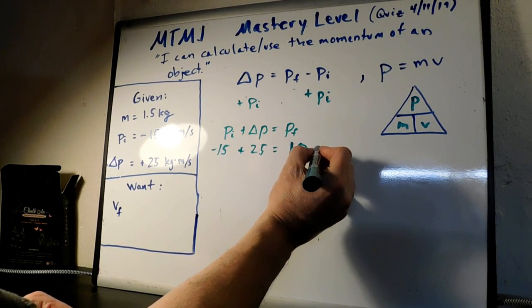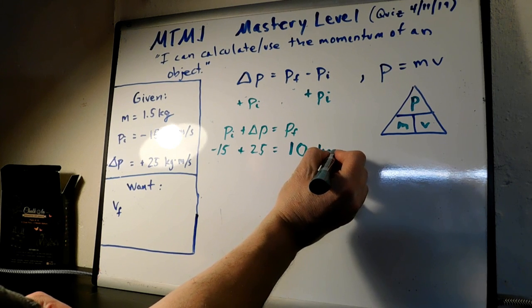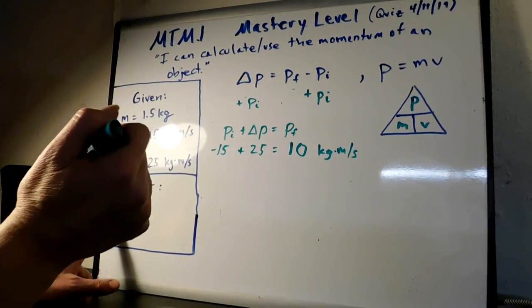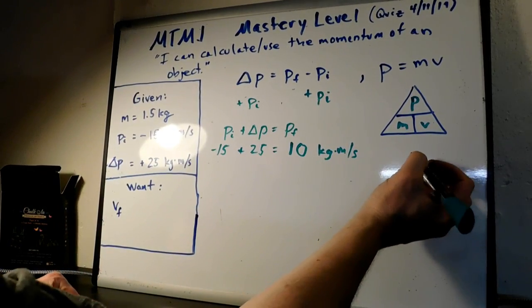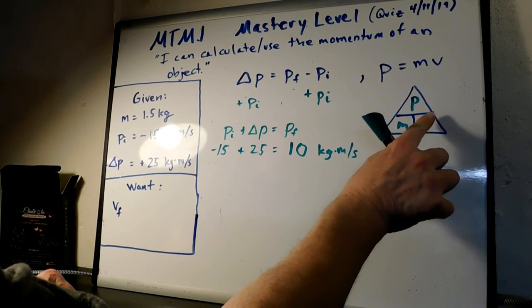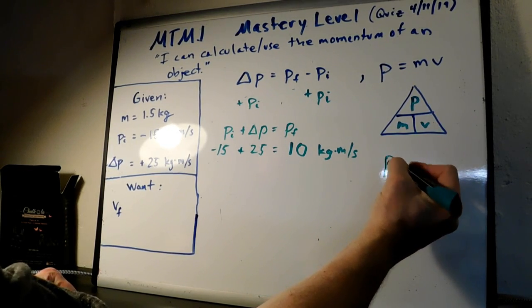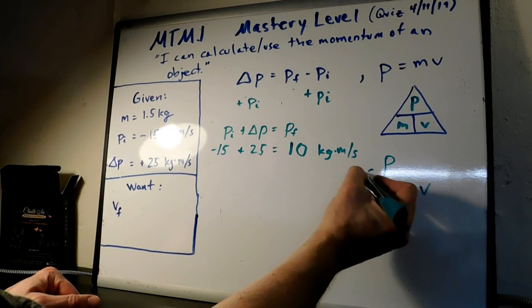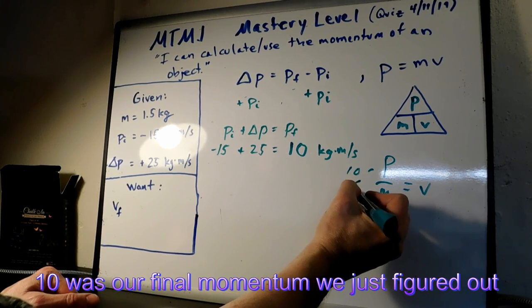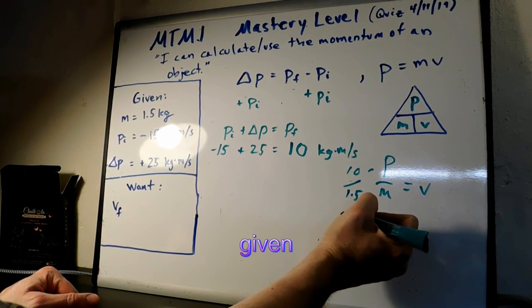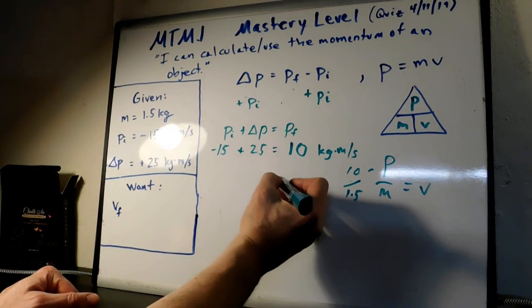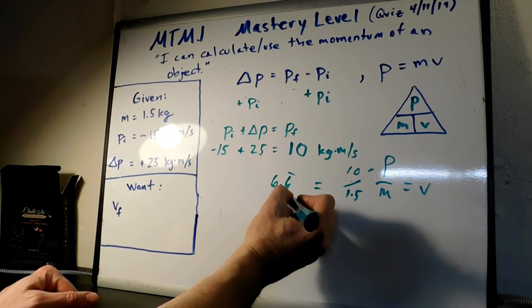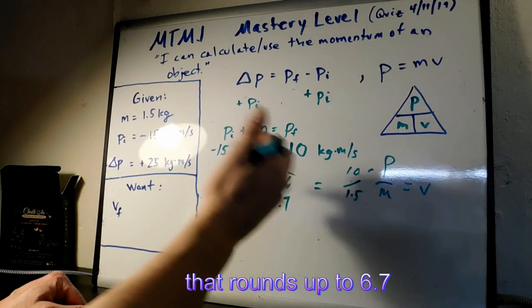So that's going to be, since it's momentum, kilogram times meters per second. And now we're looking for the velocity. That's what we want, velocity final. And this is where we're going to get it from. We cover up velocity here and we get P divided by M equals velocity. And so P is 10. Mass is 1.5, and 10 divided by 1.5 equals 6.6 repeating. So I personally usually would write 6.7.